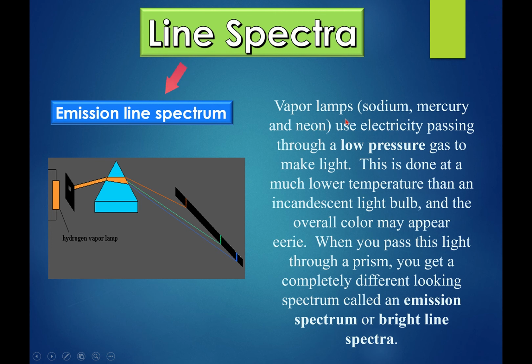Okay, vapor lamps, for example sodium, mercury and neon here, use electricity passing through a low pressure gas to make light. This is done at a much lower temperature than an incandescent light bulb, and the overall color may appear eerie. When you pass this light through a prism, you get a completely different looking spectrum called an emission spectrum or bright line spectra.